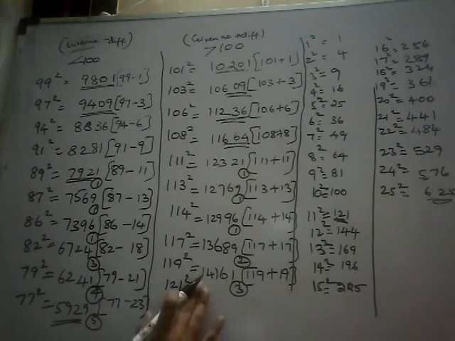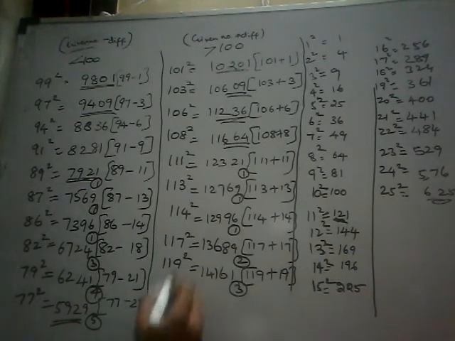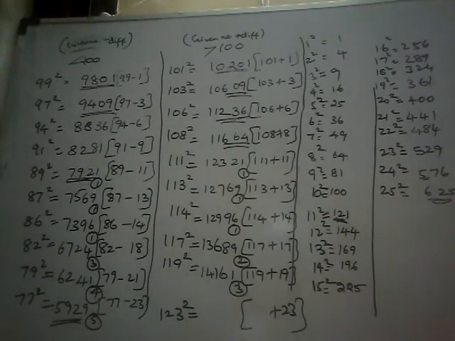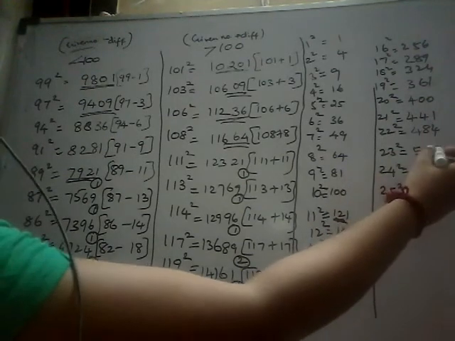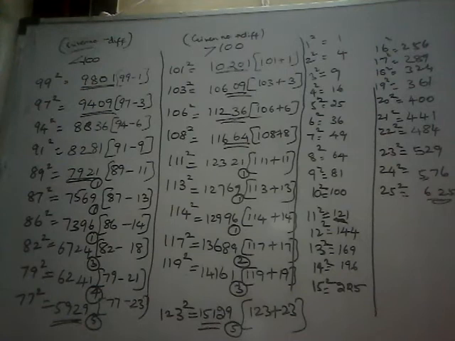Same way, you try it for the last one, 123 square. What is 123 square? How much is the difference? 23. So 23 square gives 529. 29 right and 5 in the carryover. Okay, 123 plus 23 is 146. 146 plus 5 is 151. That will give you 15129.